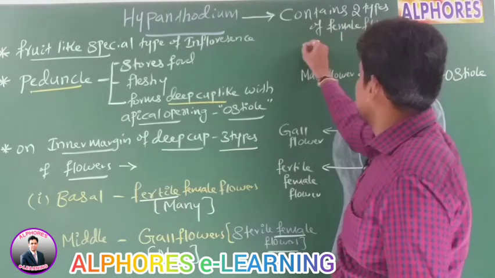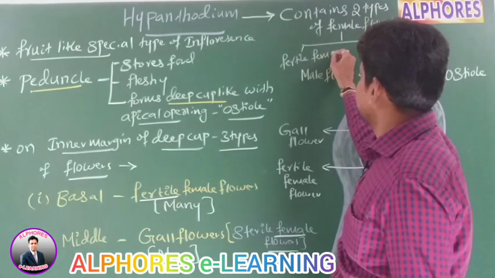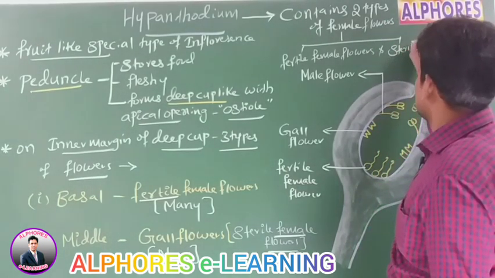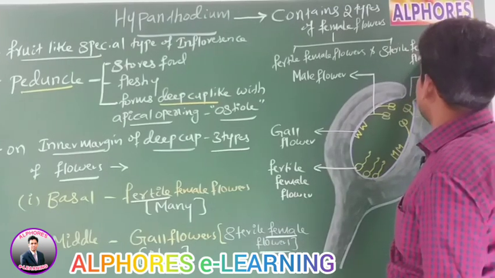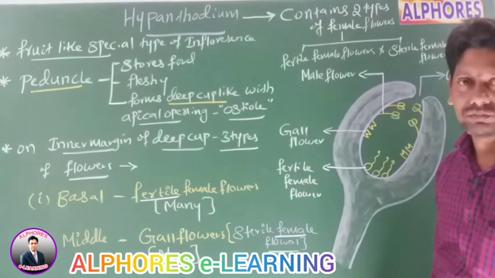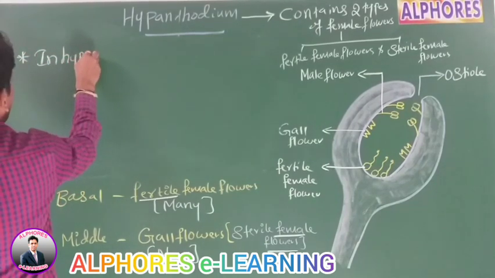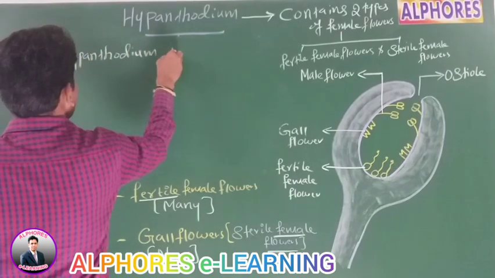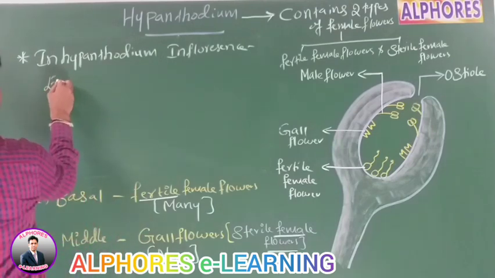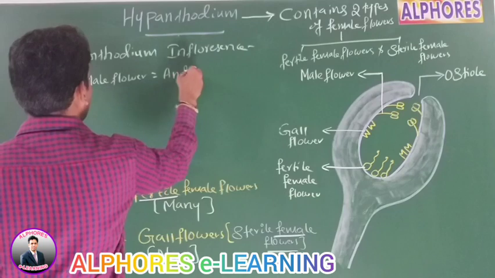What are these two types of female flowers? Number one, what is the first one? Fertile female flowers. And the second one is sterile female flowers. Therefore, fertile female flowers, sterile female flowers. Two types of female flowers are present in the case of Hypanthodium inflorescence, right? In Hypanthodium inflorescence, each male flower. Male flower means what it contains? Androecium. Yes or no? Right.